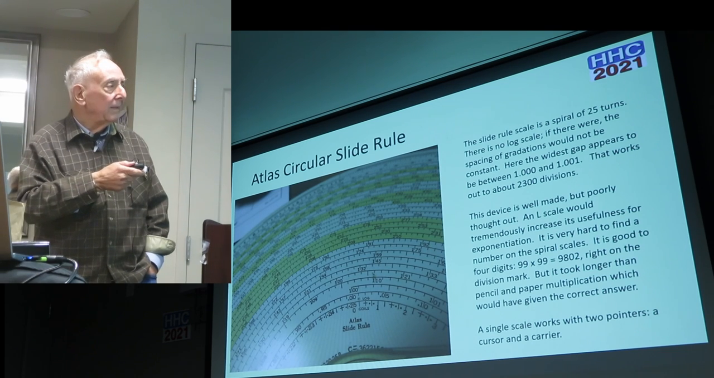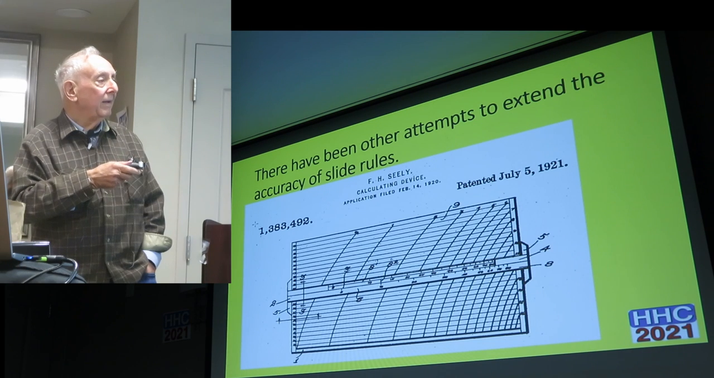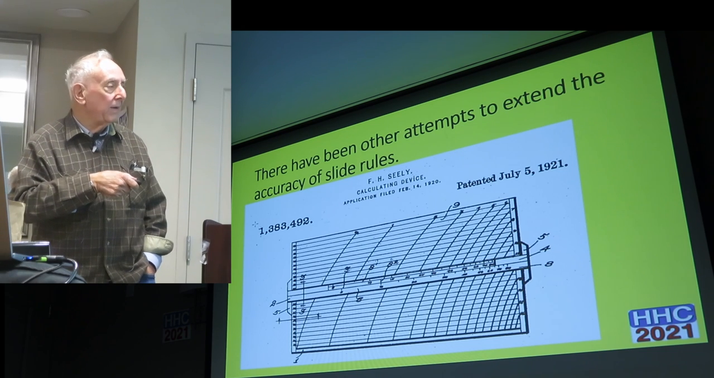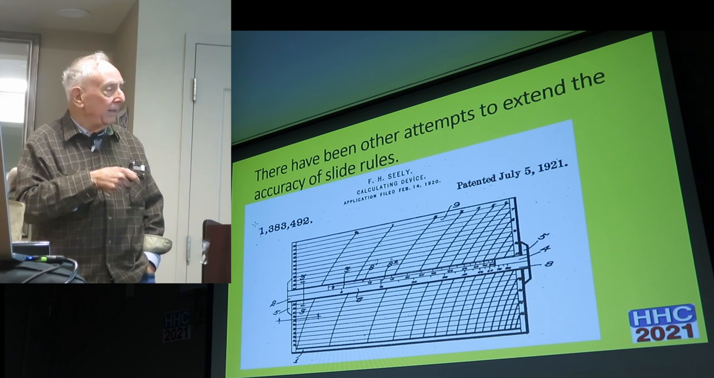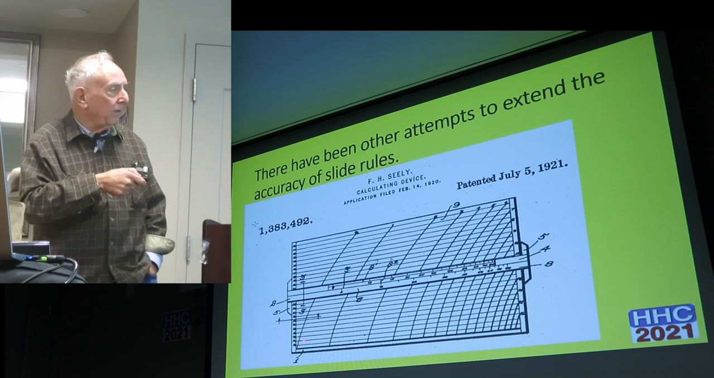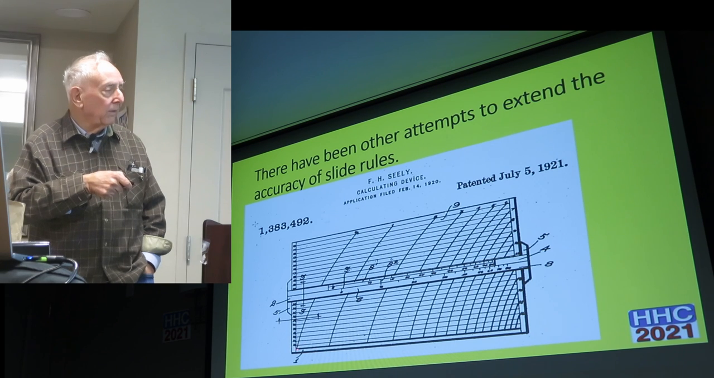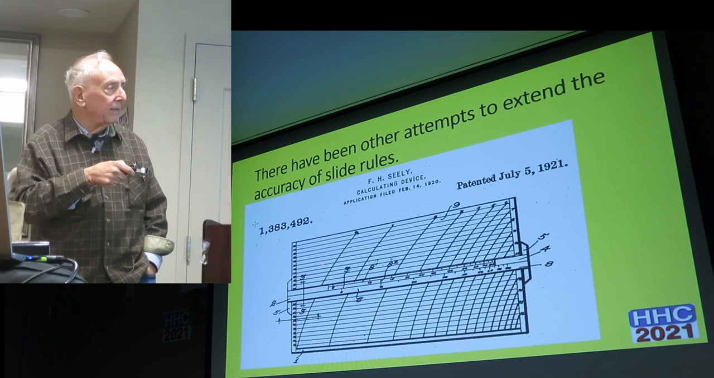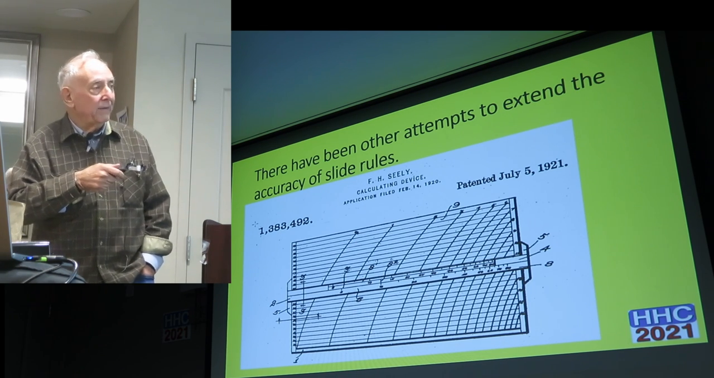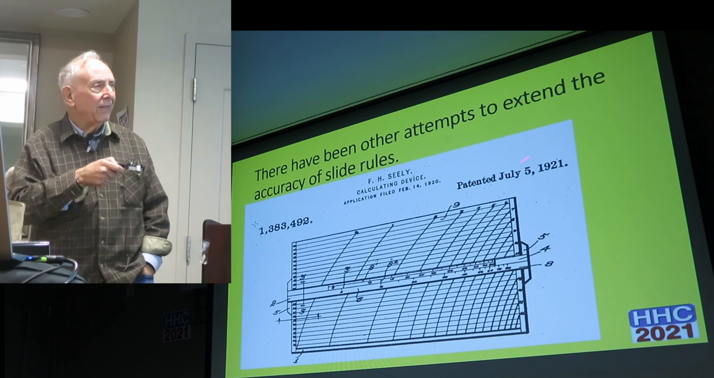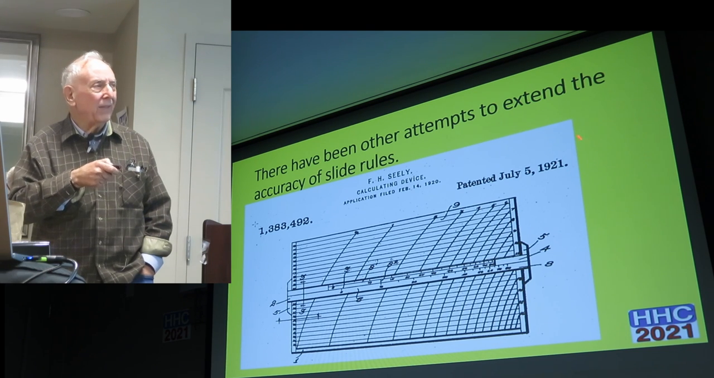So here's some patents. Here's where somebody tried to extend the accuracy by breaking up the scale of the slide rule. He drew a logarithmic curve there. And so you can locate a number by the first digit and then by the second digit, and you can add the distances. 1921. What were they thinking back then? I don't know what they were thinking of.